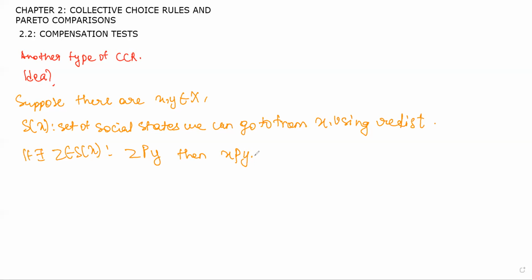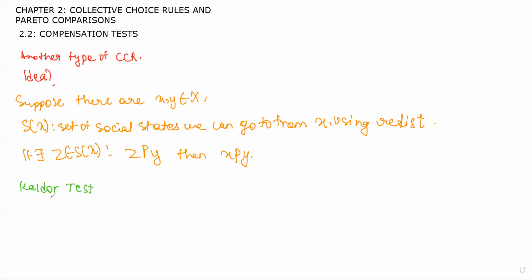And the question, of course, is what is this p? Because I have not defined p from any collective choice in the end. So of course, you need to define some P on the basis of which you do this compensation test. And here comes the idea of the Kaldor compensation test.